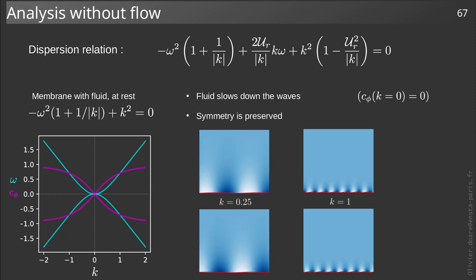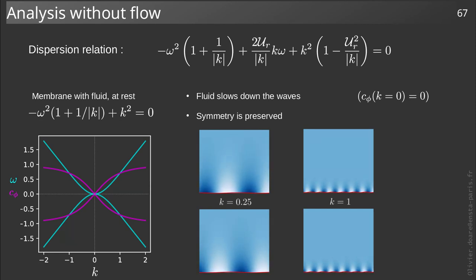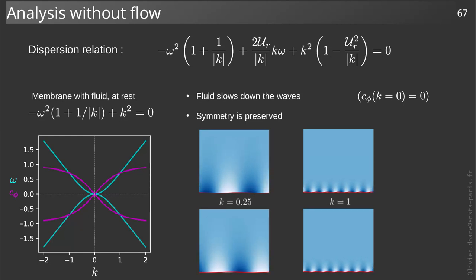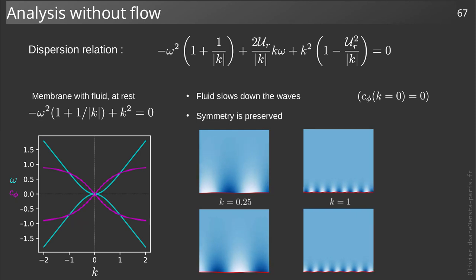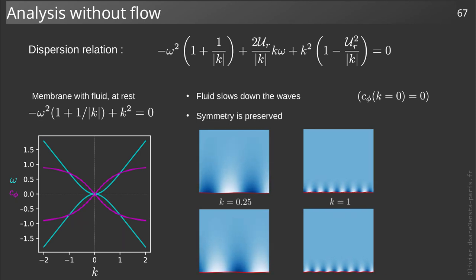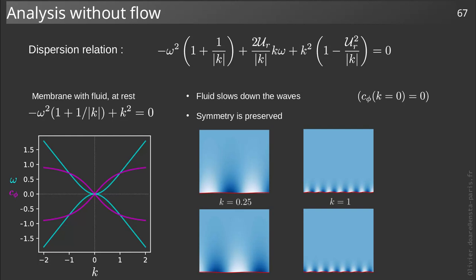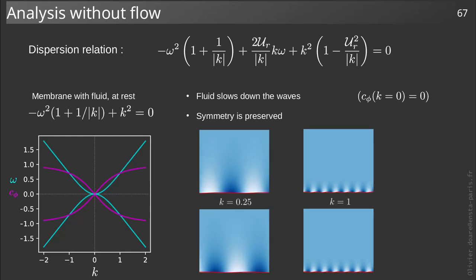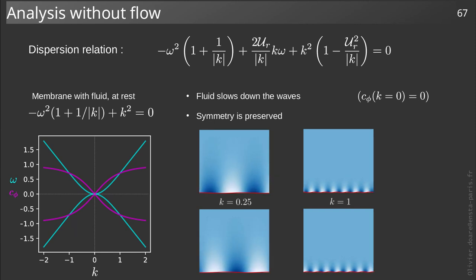On these animations, the color levels represent the velocity according to y in the fluid. White is a maximum, black a minimum. We can see that for the smallest wavelengths on the right, a smaller layer of fluid is moved by the propagating elastic wave. The effect of added mass is therefore less important.